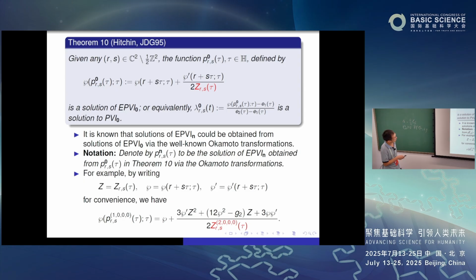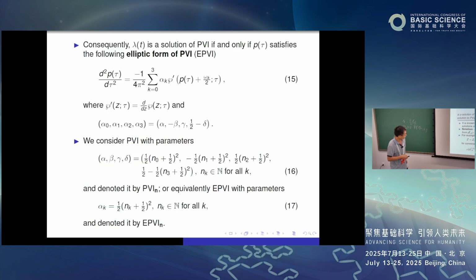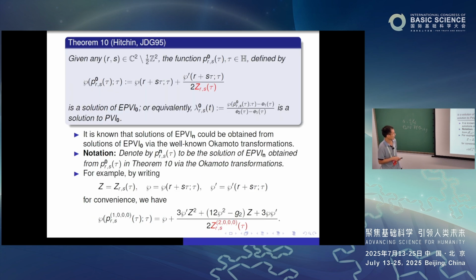The important thing is that the denominator of this formula is this function ZRS tau, which we defined before, this pre-modular form. So this is for nk equal to 0. For general nk, it is known that the solution can be obtained from this one using the well-known Okamoto transformation. So we denote by PRSN the solution obtained from PRS0 with the Okamoto transformation.